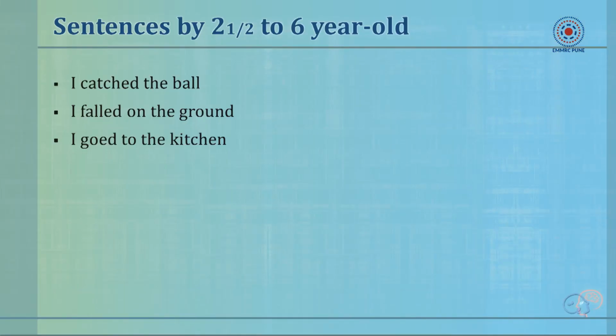This is because children often say sentences that they have never heard any adult say. They seem to be experimenting with words while trying to convey something. Another evidence in support of the argument that not all language is learned by imitation is the mistakes children make. Look at these sentences that children between the ages of 2.5 and 6 years of age utter. I catched the ball. I falled on the ground. I goed to the kitchen.